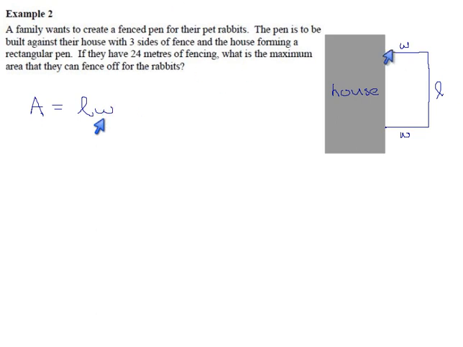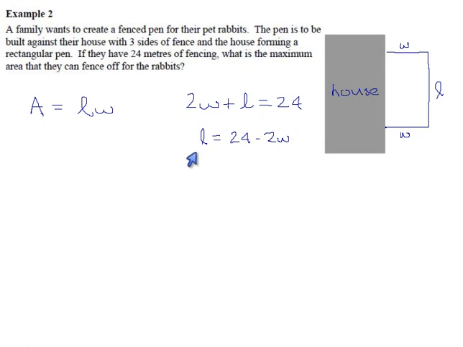And there is something. There's the fact that these three sides have to add up to 24 meters, which means two widths and a length make a grand total of 24. If you take the W's to the other side, you get L equals 24 minus 2W.